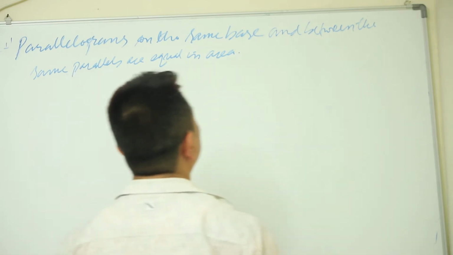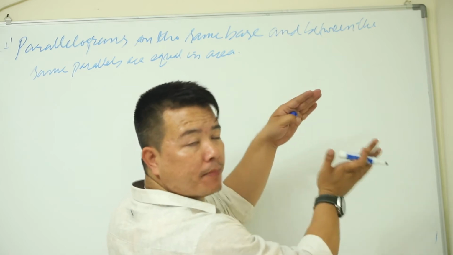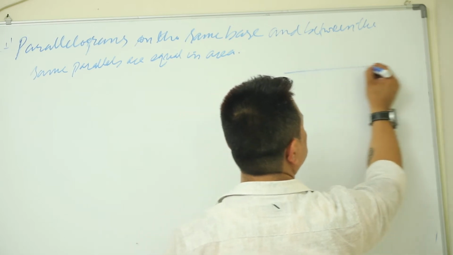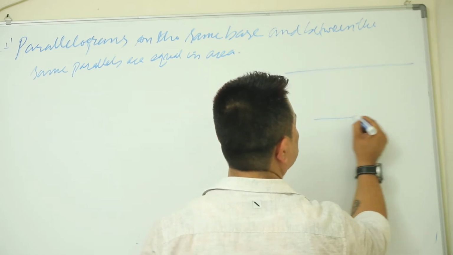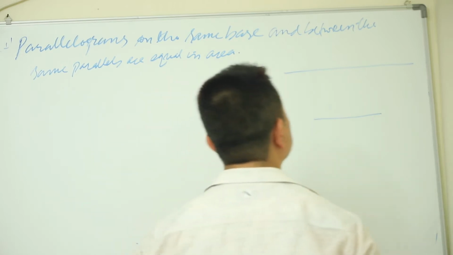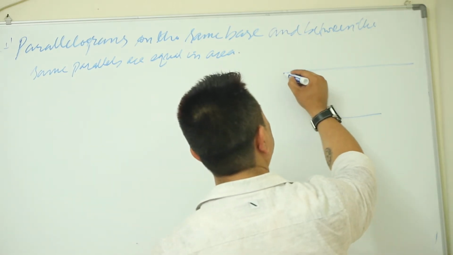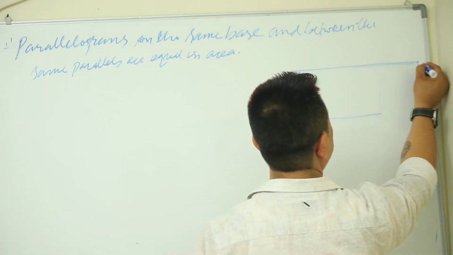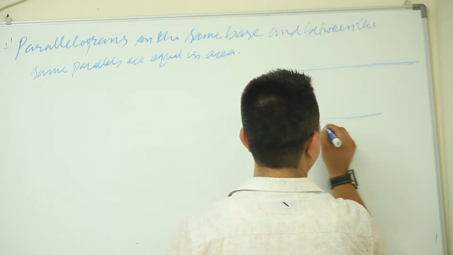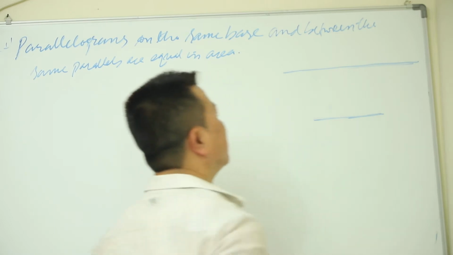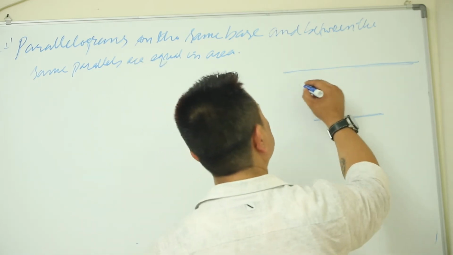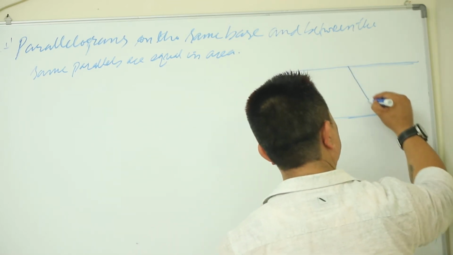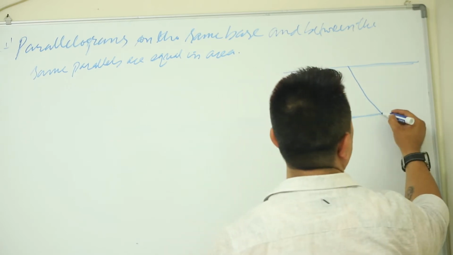So suppose two parallelograms are between the same parallels and on the same base; we have to make a diagram according to that. Suppose there are two parallel lines, this line is parallel to this line. Now you need to make a parallelogram on it. This is one parallelogram, and another parallelogram you can make like this.